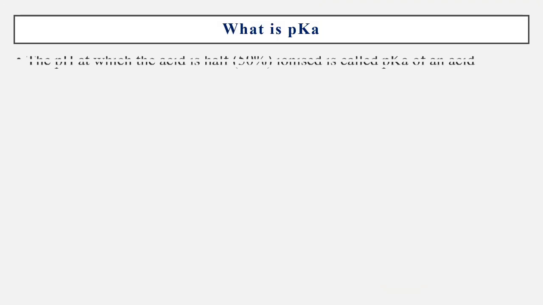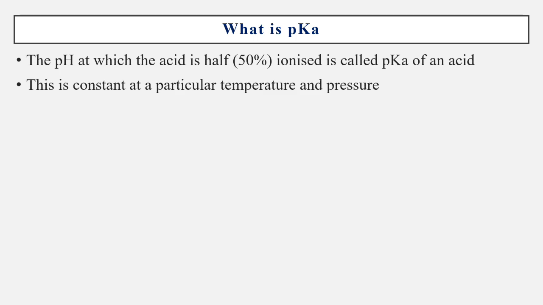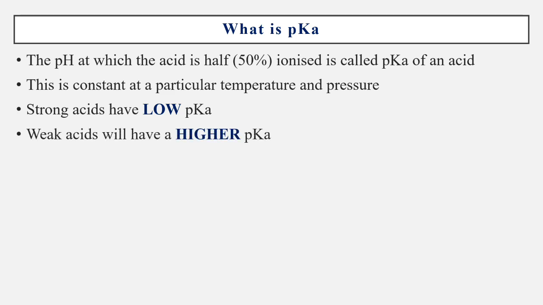Next, coming to what is pKa. The pH at which the acid is half ionized is called the pKa of an acid. This is constant at a particular temperature and pressure. Strong acids have low pKa and weak acids have higher pKa. This is pKa: the pH at which the acid is half ionized is called the pKa of an acid.